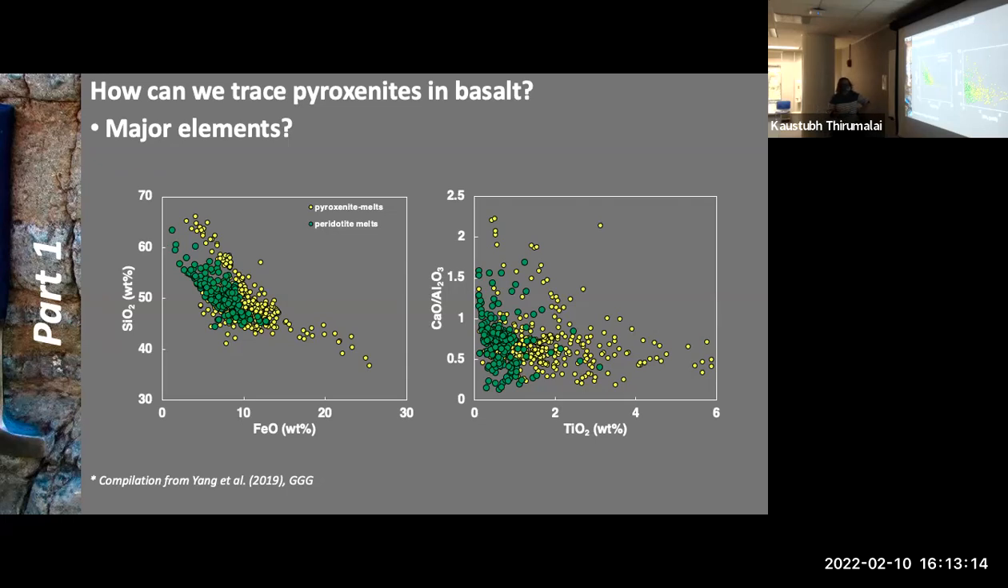This figure presents a compilation of experimental melts. In yellow, it's melt produced by pyroxenite, and in green, it's melt produced by peridotite, as a function of silica, iron, calcium, aluminium, and titanium, TiO2. And as you can see, there is a lot of overlap between the two. So if you just look at the composition of the melt, which is likely, by the way, a basalt with a contribution of these two lithologies, it's going to be hard to find the dominant lithology in your average basalt. For the record, all these parameters, silica, iron, calcium, aluminium ratio, and TiO2, have all been proposed as good proxies to estimate the proportion of pyroxenite in the source and in your melt. And as you can see, it's not going to be that easy.